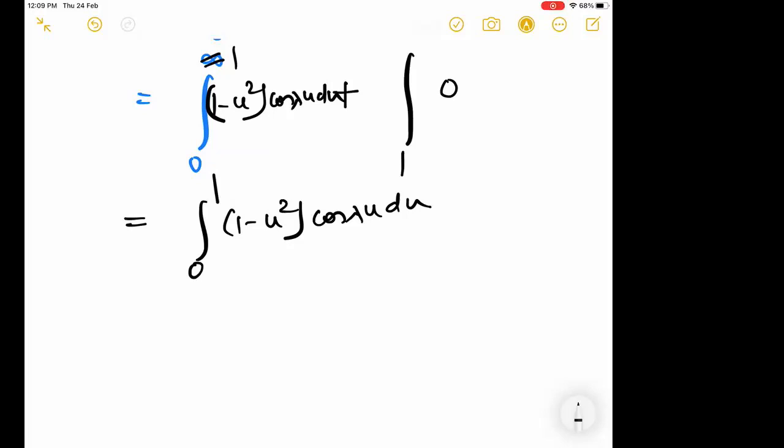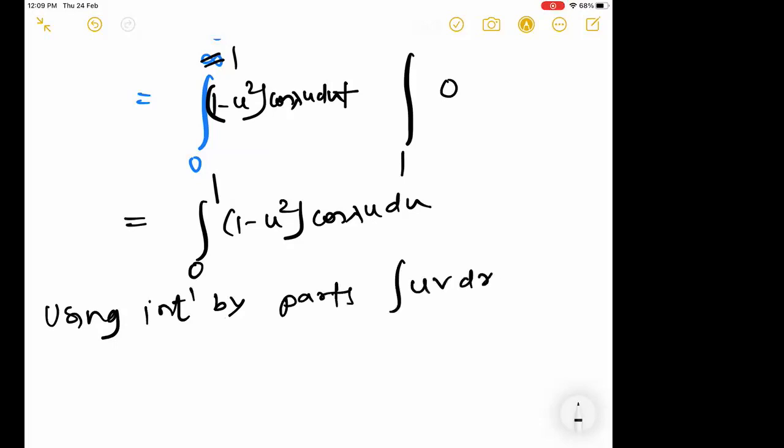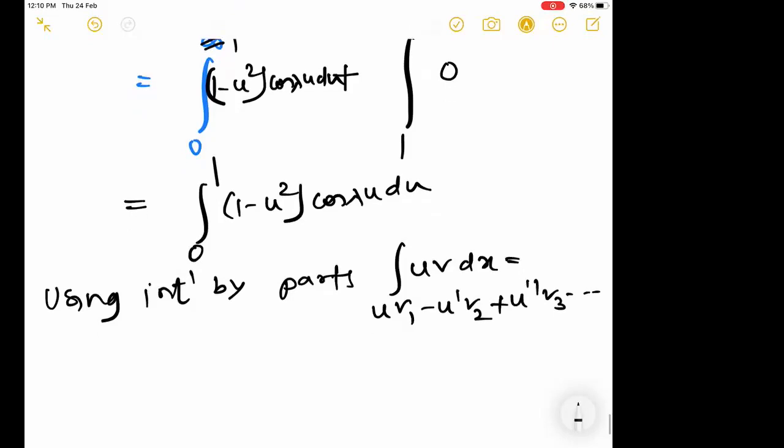Which method can we go? By parts method. Okay, so using integration by parts, this one, the uv dx formula we have written the same, and you can use the generalized formula. The generalized formula is u into v1 minus u dash v2 plus u double dash v3 and so on. That formula you can use. Only thing is, tell me which is your u function and which is your v function in this case.